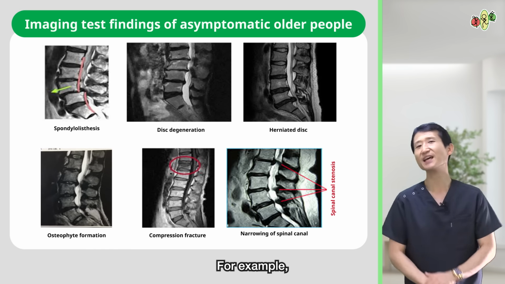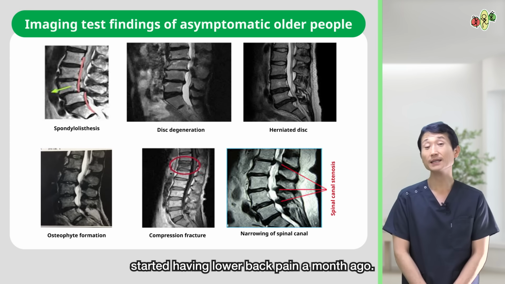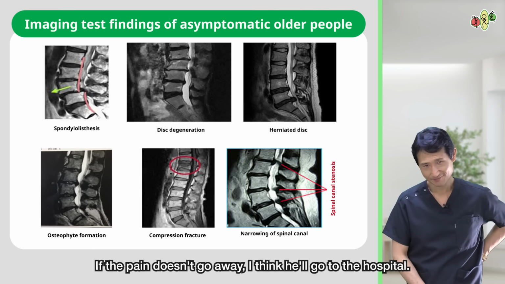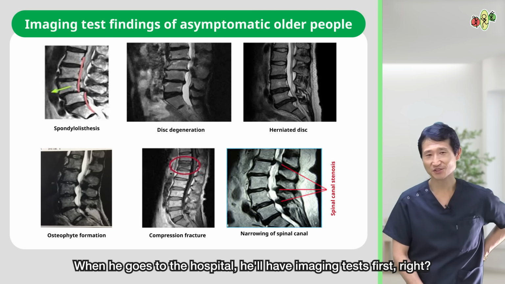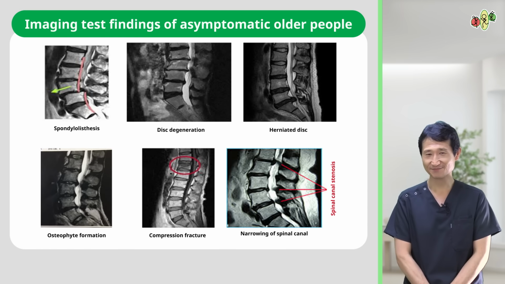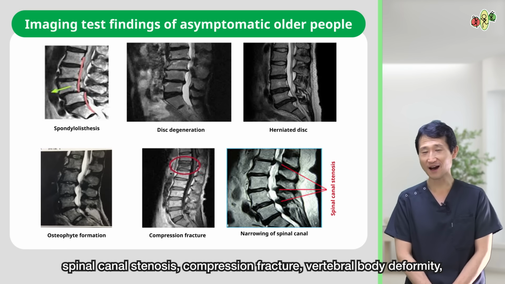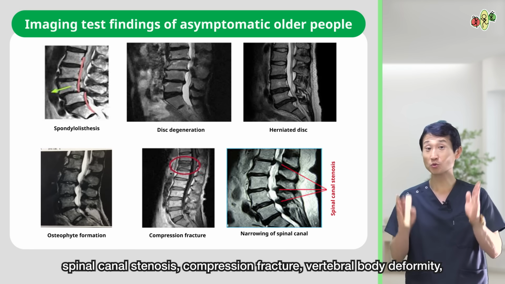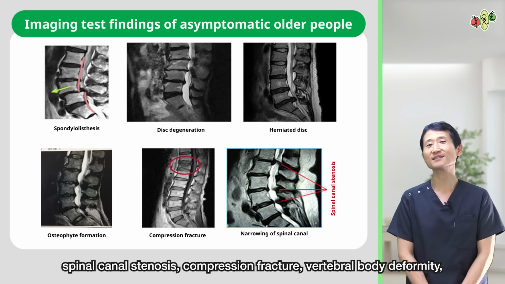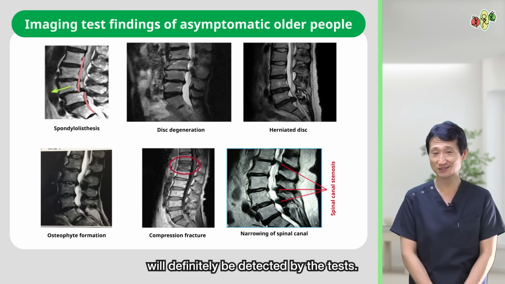For example, let's say a man with these age-related changes started having lower back pain a month ago. If the pain doesn't go away, I think he'll go to the hospital. When he goes to the hospital, he'll have imaging tests first, right? And then, of course, these findings such as herniated disc, spinal canal stenosis, compression fracture, vertebral body deformity, and disc degeneration will definitely be detected by the tests.